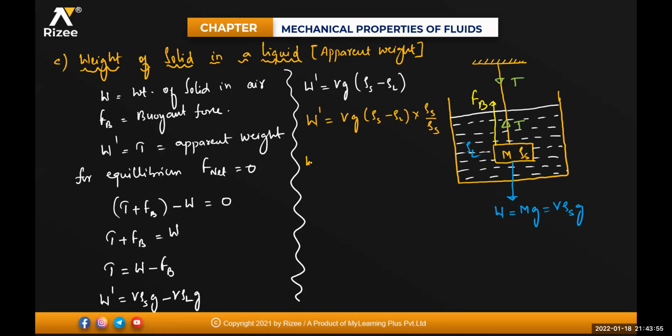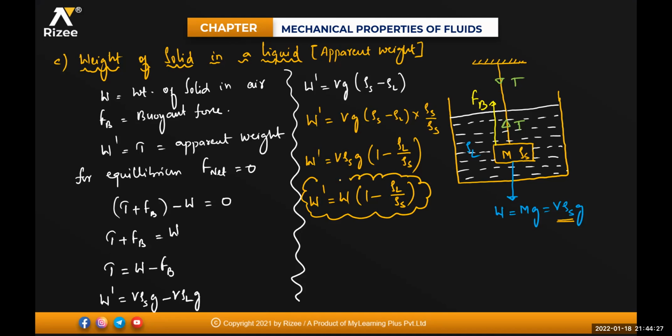So I can write this one as W dash will be equal to, your common V into density of solid into g, into 1 minus density of liquid divided by density of solid, isn't it? So W dash, apparent weight, is equal to V into density of solid into g, which is nothing but what, beta? Actual weight W into 1 minus density of liquid divided by density of solid. So this is your apparent weight formula. Whenever a body is immersed in the liquid, the weight of the solid in the liquid, or apparent weight, is calculated by this formula. Okay.